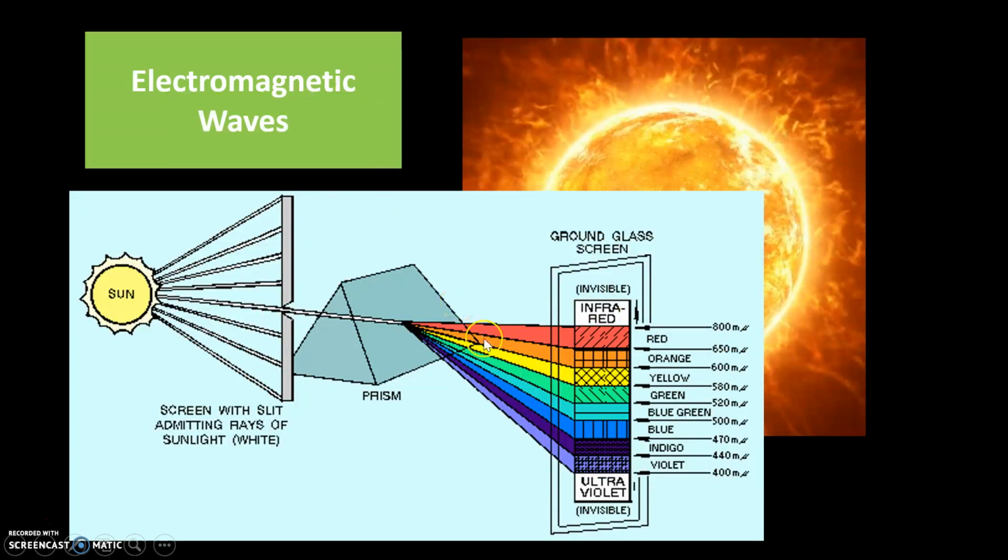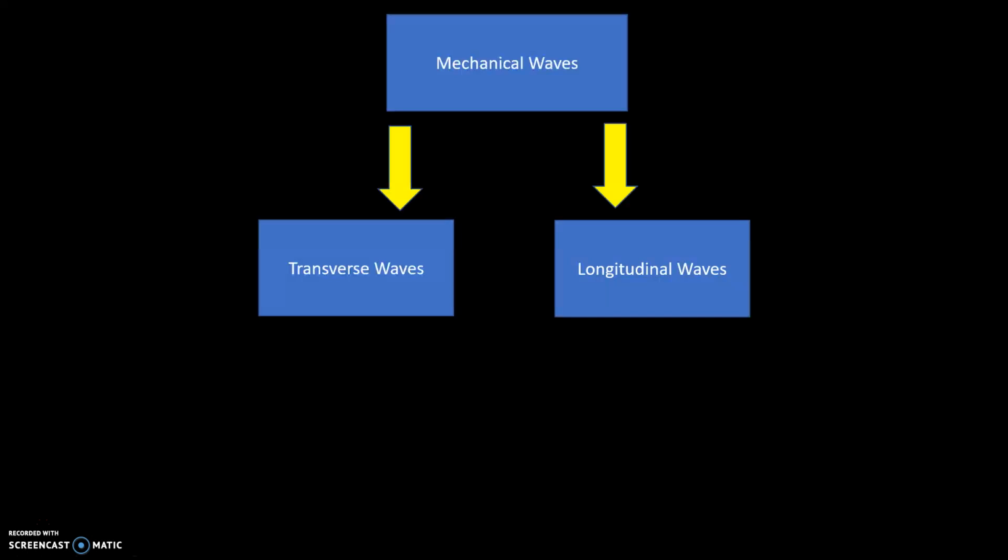Also, you have a rainbow, right? You have the sun here, the sunlight passes through the slit, it then passes through the prism, and then you see the rainbow form. And that is because of this. So in this lesson, we're going to focus on mechanical waves, because they can be broken down into transverse waves and longitudinal waves. So what are these two different types?